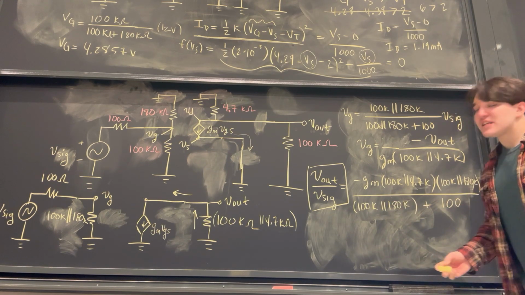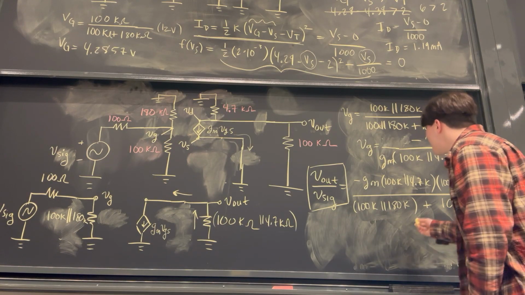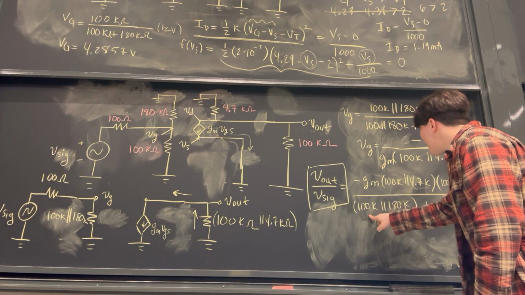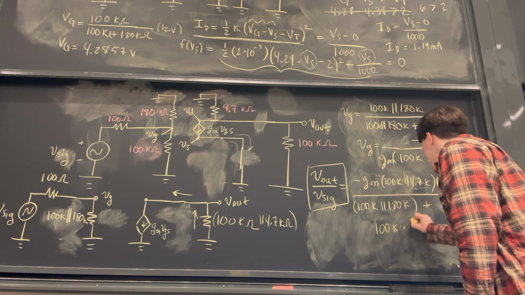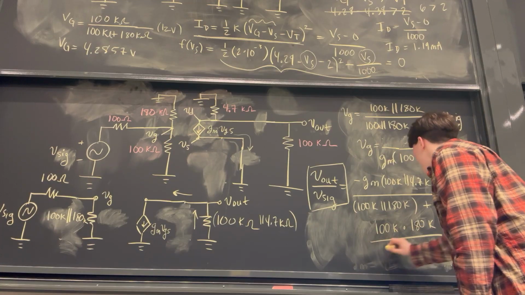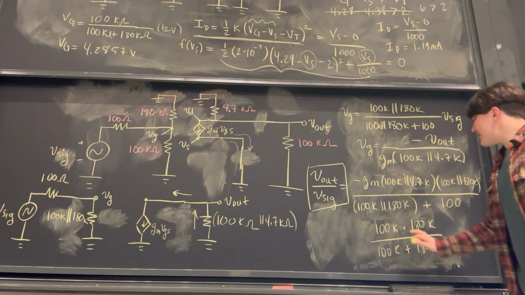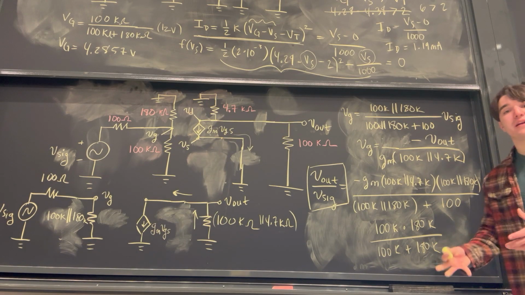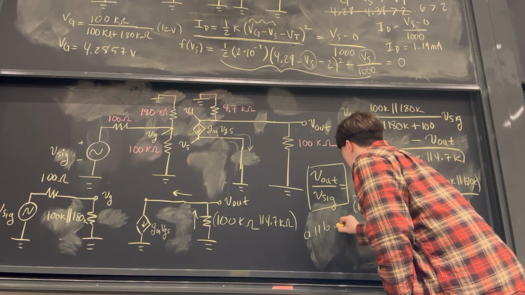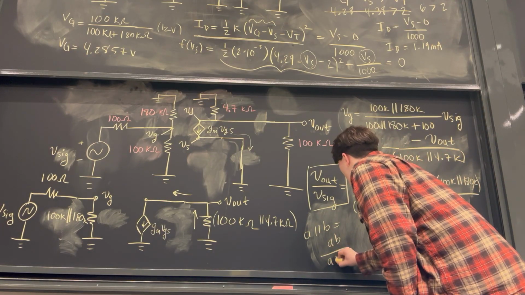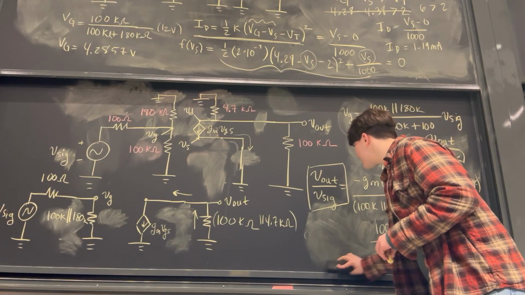When you want to calculate these parallel resistors, you just want to remember that, for example, 100K in parallel with 180K is equal to 100K times 180K divided by 100K plus 180K. That's literally what the parallel operation does. If you have A in parallel with B, it literally is A times B over A plus B. So that's how you calculate all those parallel expressions.